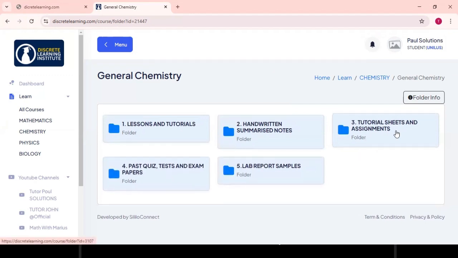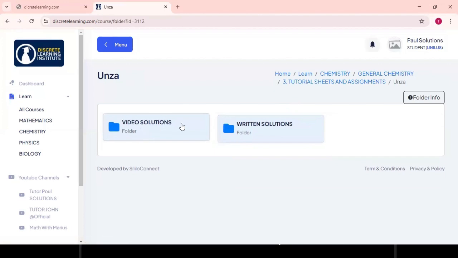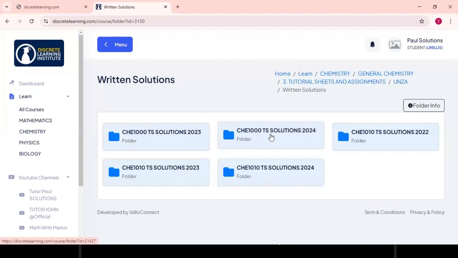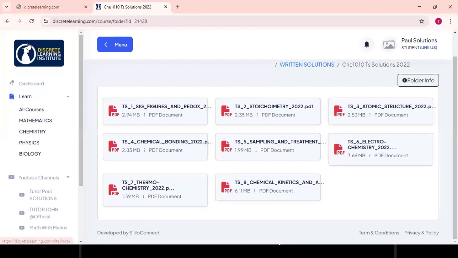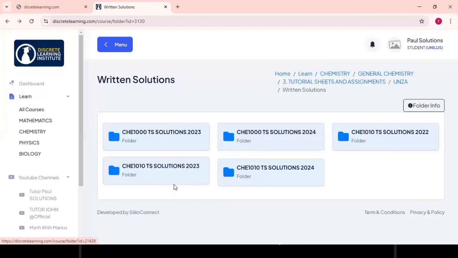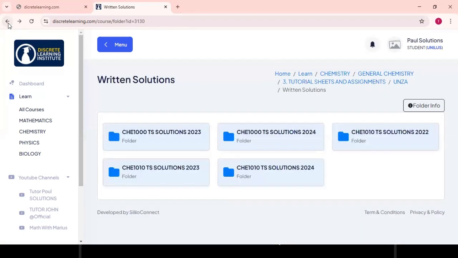If I go to tutorial sheet maybe, and then I open the folder for UNZA, you're going to see video and written. Let's try to open the written ones. You're going to see the tutorial sheets for the chemistry that they take at UNZA. You can open any. You find all these tutorial sheets that are solved. So make sure you use what is on the drive.